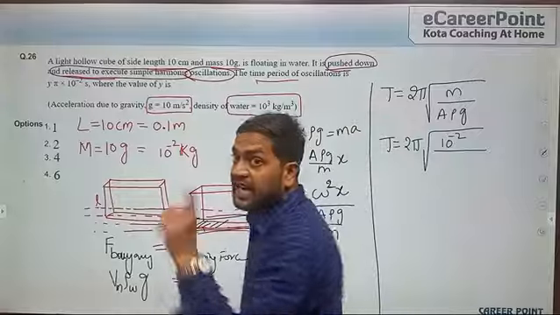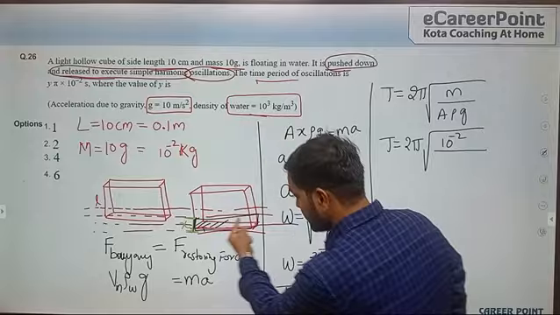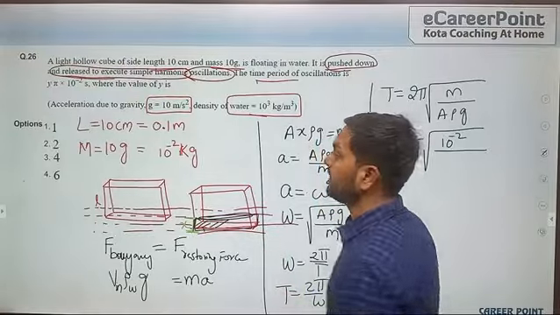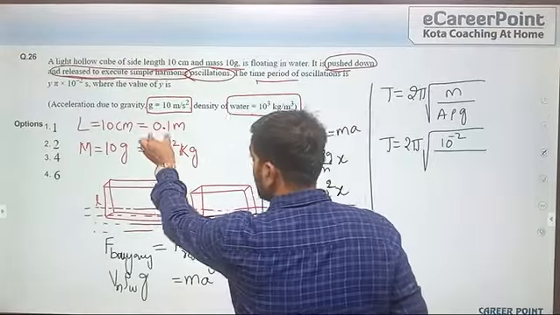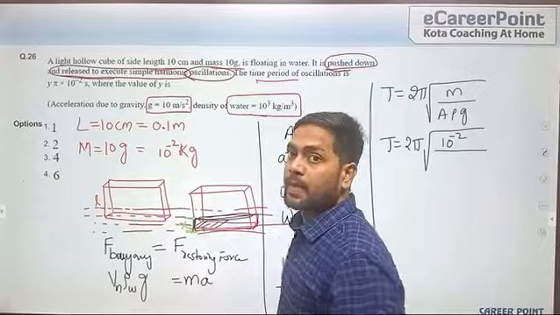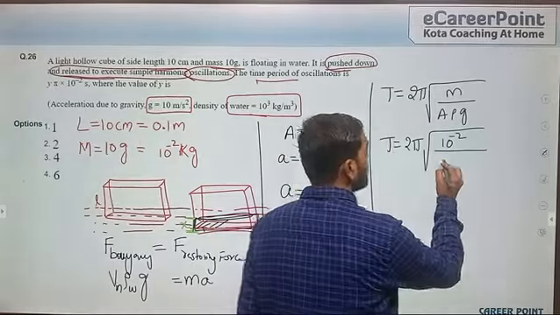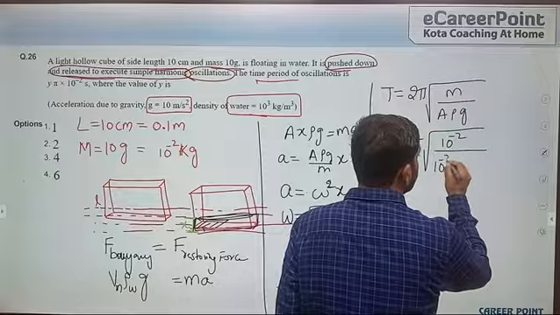Area means length into length, the total area of this. That is L into L, length into length. That is equal to, here we have 0.1 into 0.1, that is equal to 10 power minus 2. So that will be equal to 10 power minus 2.